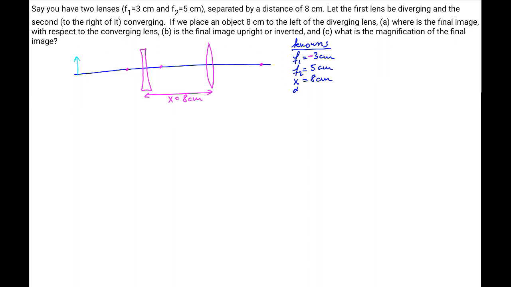Then we have an object placed 8 centimeters in front of the diverging lens, and the unknowns are the final location. So I'm going to call this D image 2, the distance from the second lens to the final image. In part B, we want to know if it's upright or inverted.